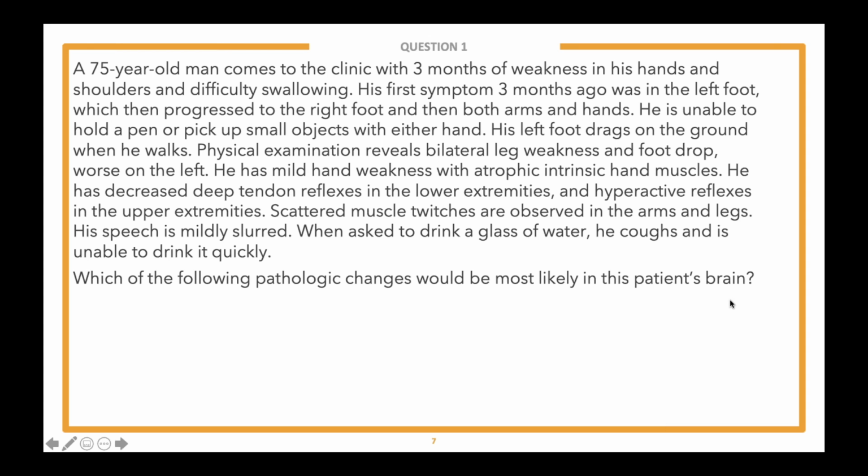I see the responses coming in. Let's go ahead and read that vignette.